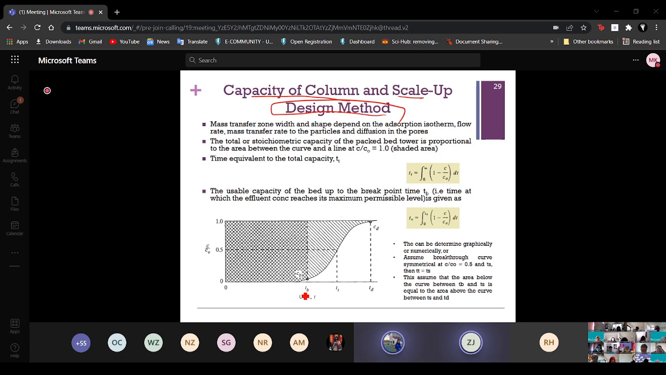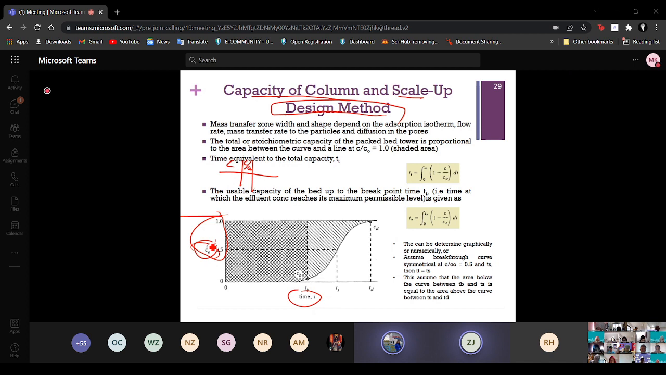Okay, remember you already have the transfer zone. You have mass transfer, you have C over C naught. Let's say the data they give you is only C. So what happens? You have to divide C over C naught, then you can plot this. If you don't divide, you cannot plot this, because this is a ratio. It's called time equivalent. It has no unit.